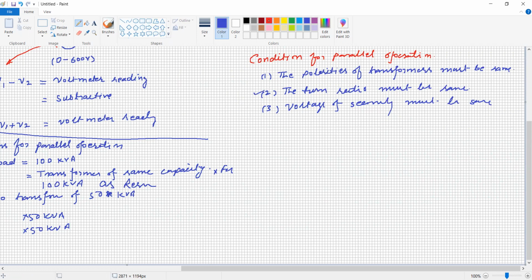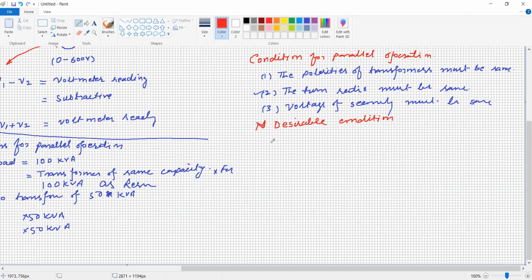And what are the desirable conditions? This is the necessary condition. Without points number 1 and 2 being fulfilled, we cannot connect the transformers. Once these two conditions are fulfilled, then it is possible to connect the transformers. The polarity must be the same, the turns ratio must be the same. Sorry, these are the necessary conditions. Now the desirable conditions: if these conditions are also fulfilled, it will give proper performance.